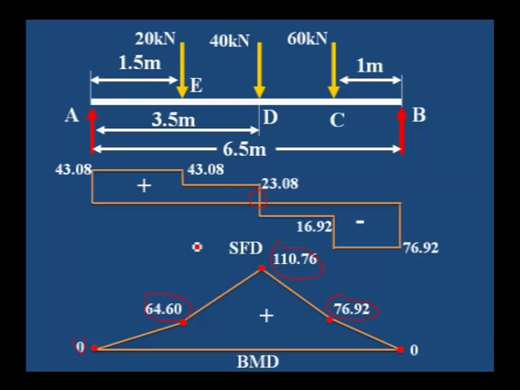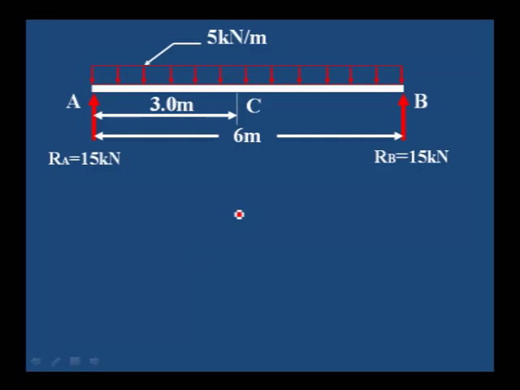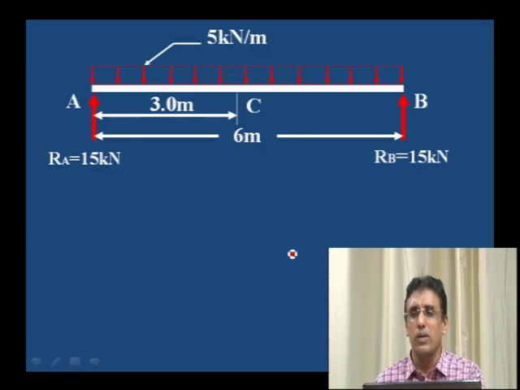Next consider the uniformly distributed load. We have solved problems related to the point load. Let us take the uniformly distributed load. This is the simply supported beam AB carrying a uniformly distributed load throughout its length, 5 kilonewton per meter. For this beam we will take one more point, C point, the midpoint of A B, and C. For this we can calculate the maximum bending moment and maximum shear force easily.